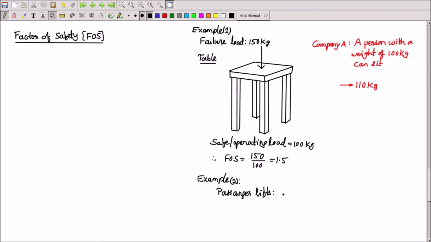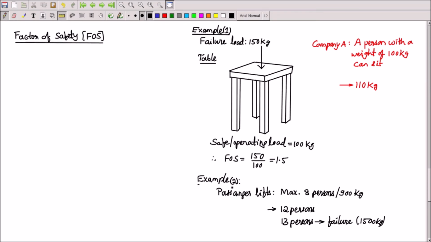One more example. You would have seen in lifts, they will write maximum 8 persons. The manufacturer will give you a limitation like this. So it does not mean that if 9 people go, lift is going to fail. It may not fail. But the manufacturer has tested the lift. It would have worked for maybe 12 persons also. But if you go to some particular weight, maybe 13 persons, it fails. So as a safety measure, he suggests the user to use only 8 persons, or sometimes he will tell you maximum 900 kg. Failure load can be maybe 1500 kg. So he is keeping some factor of safety and giving you the allowable operating condition.